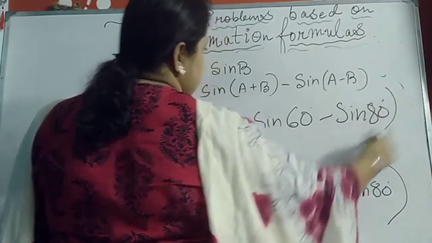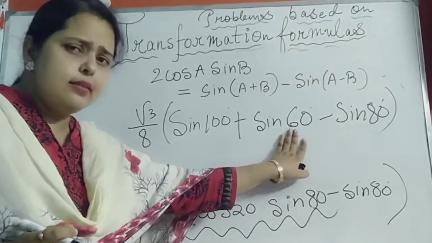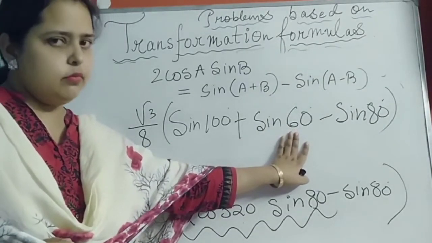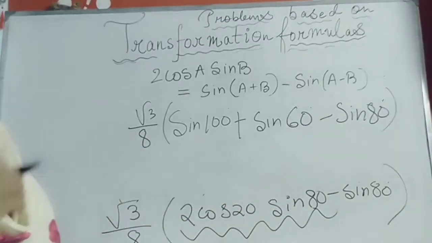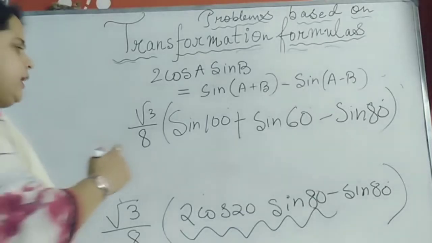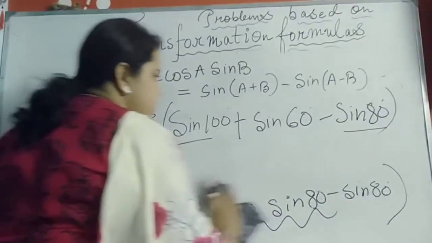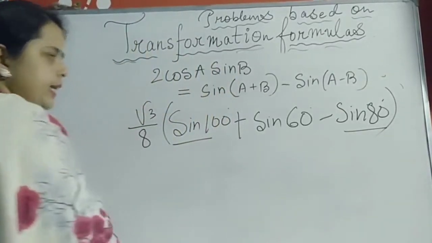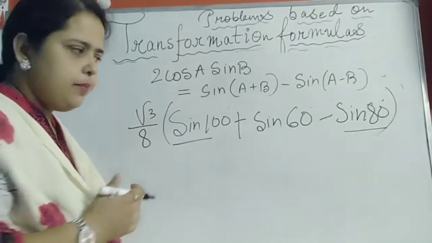So here it is. Now tell me, this sine 60 is root 3 by 2. It is clear to everybody, and you are also in a hurry to substitute the value. But don't forget that we have two more things here, that is sine 100 degree and sine 80 degree. Now, how to convert it?